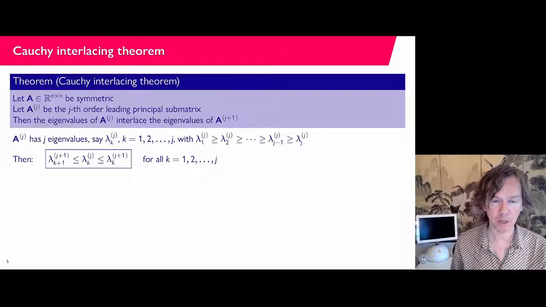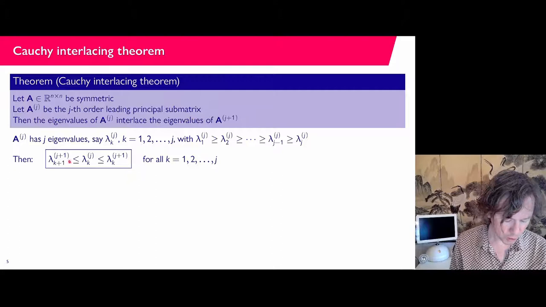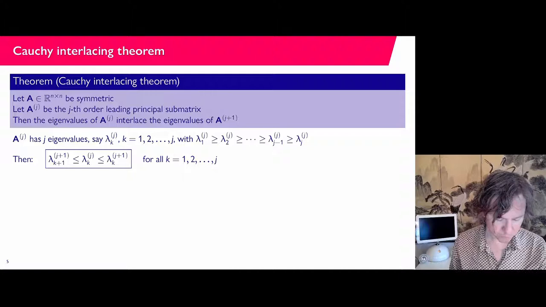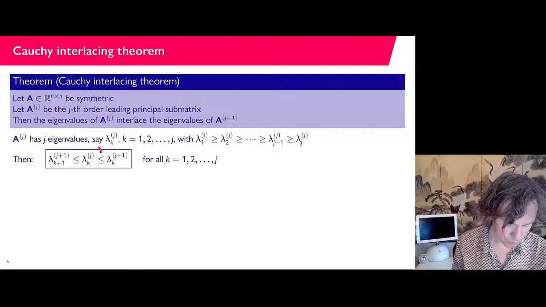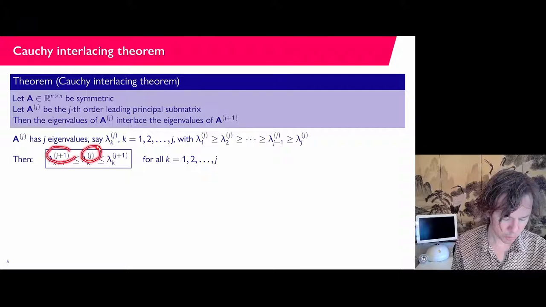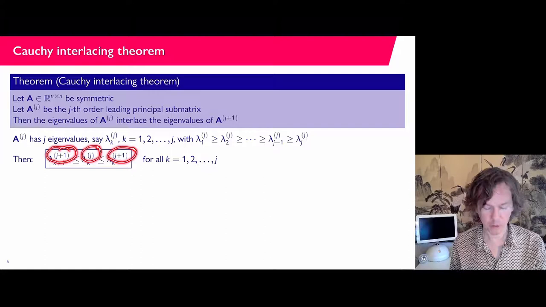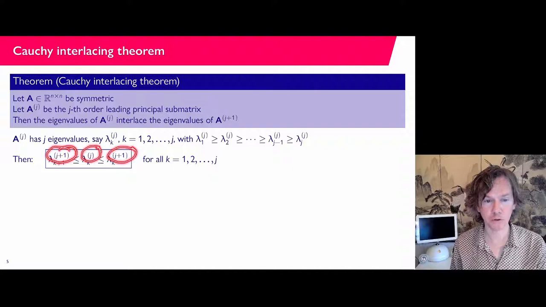Let's say that we order them like this. We know they are real, so we can order them. Then if you look at k plus 1 and k, then the eigenvalues are located in between. So this is the j by j matrix that has j eigenvalues. This is the j plus 1 times j plus 1 block matrix. And those eigenvalues of the j matrix are located between those of the j plus 1 matrix.